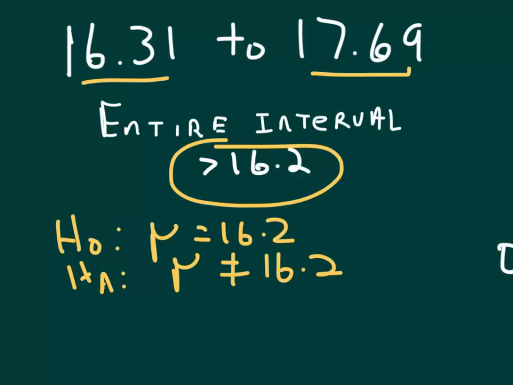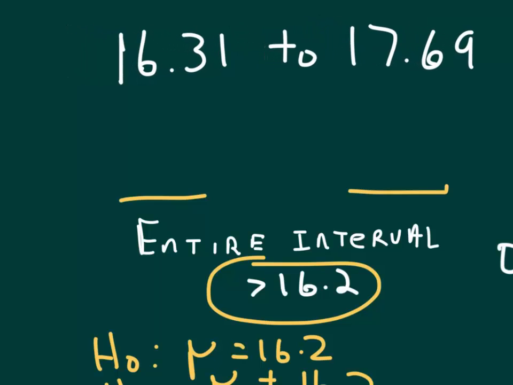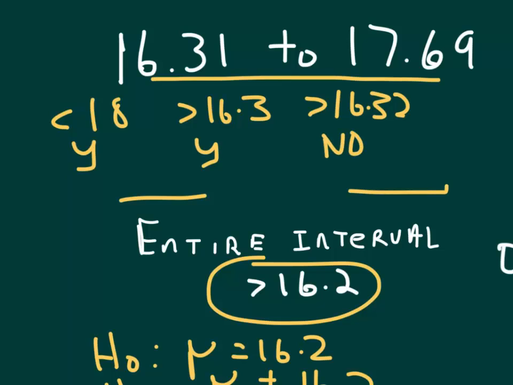Now, one advantage you have with confidence intervals is you can test other hypotheses as well. Based on this same interval, we could ask, is the population mean less than 18? And we would say yes, because the entire interval is less than 18. Could we say that it's greater than 16.3? Yes, because the entire interval is greater than 16.3. Could we say it's greater than 16.32? And the answer would be no, because the entire interval is not greater than 16.32. Could we say it's less than 17.68? And the answer is no, because the entire interval is not less than 17.68.